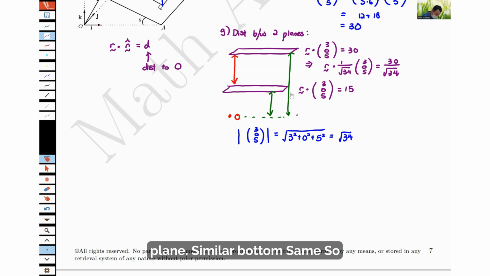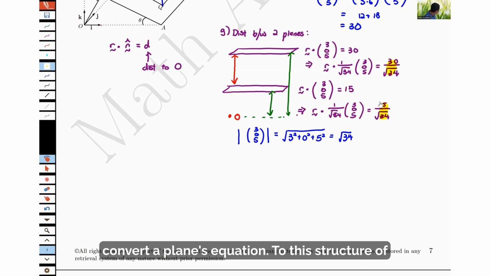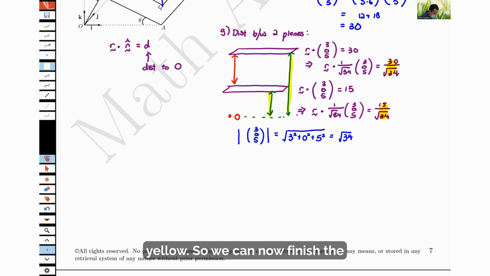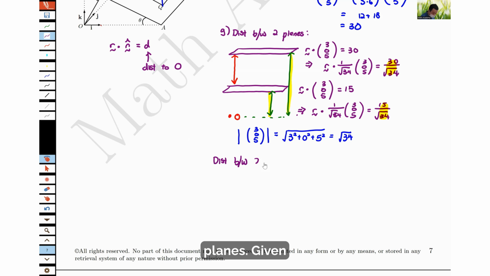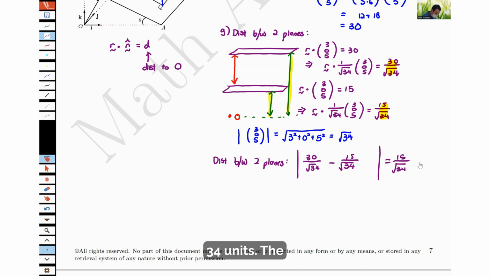Right-hand side similar, bottom plane similar. So the respective green color line is this value on the right side. If I can convert a plane's equation to this structure of r dot n cap is d, these distances are referring to these two highlighted in yellow. So we can now finish the problem and find the distance between the two planes, given by taking the modulus and subtracting those two values. Which we will then get just 15 over root 34 units.